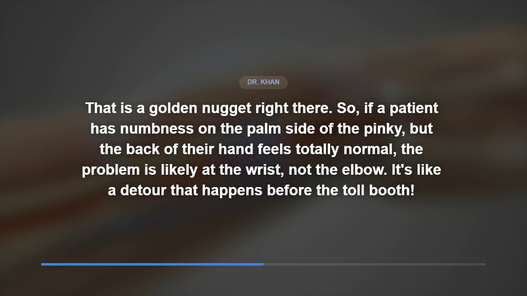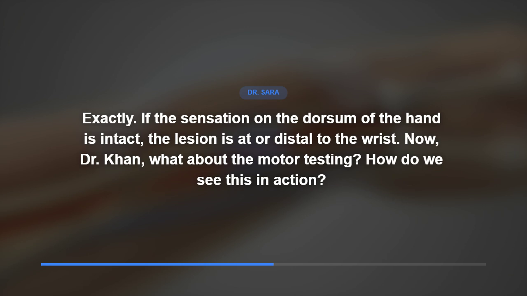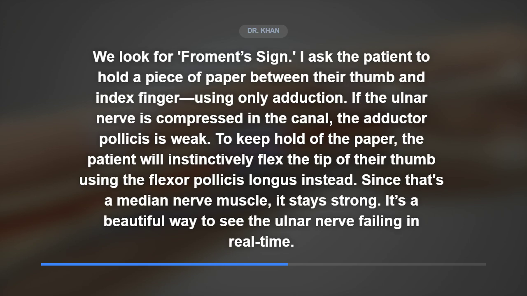So if a patient has numbness on the palm side of the pinky, but the back of their hand feels totally normal, the problem is likely at the wrist, not the elbow. It's like a detour that happens before the toll booth. Exactly. If the sensation on the dorsum of the hand is intact, the lesion is at or distal to the wrist. Now, Dr. Khan, what about the motor testing? How do we see this in action?